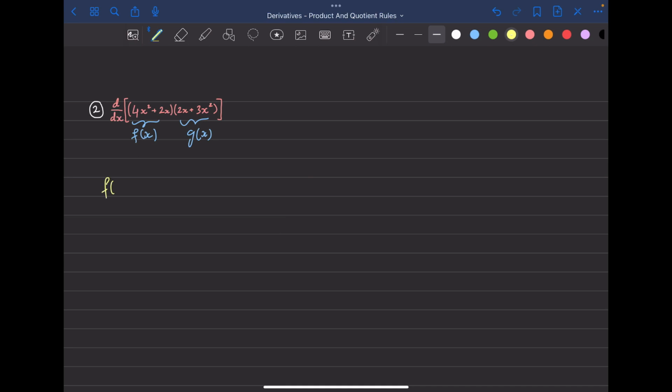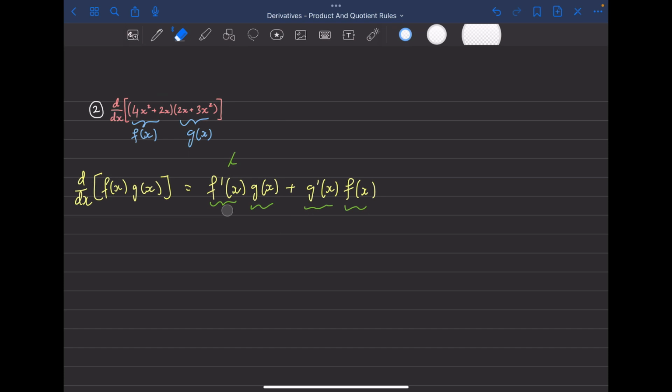So if we have f of x times g of x, and we want to find the derivative of the entire thing, this would be equal to f prime of x times g of x plus g prime of x times f of x. And now, if you look at this, you would see that we need 4 things. We need f prime of x, g of x, and then g prime of x, and f of x. So let's write all 4 of them on the side.